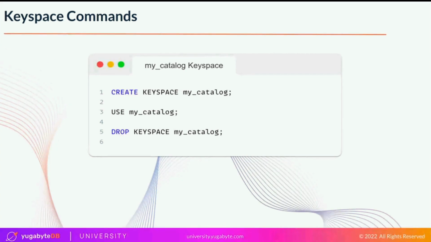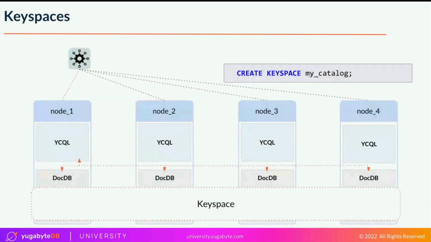So the syntax to create and connect to a key space is very similar to the data definition with SQL. Create, of course, is the YCQL command that will create and name a key space. The use command will be used to connect to that key space, and then the drop key space will remove the key space from the cluster only if the key space does not contain any tables. In the next slide, we'll look at how key spaces reside inside that database cluster.